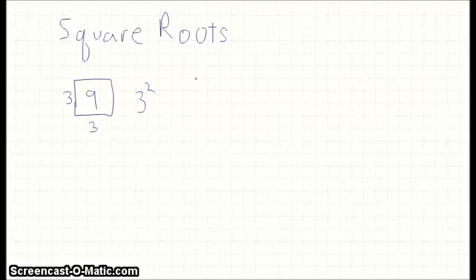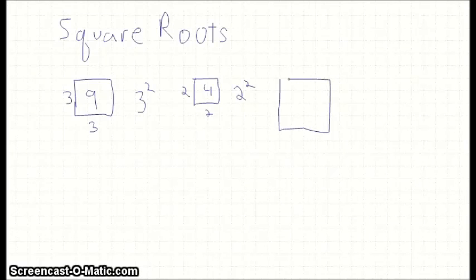If we had another square that's 2 by 2, that square would be 4, and we could write that as 2 squared. Do one more. If we had a 4 by 4 square, that area would be 16, or we could write that as 4 squared. So that's squares, and hopefully you already knew that part of it.